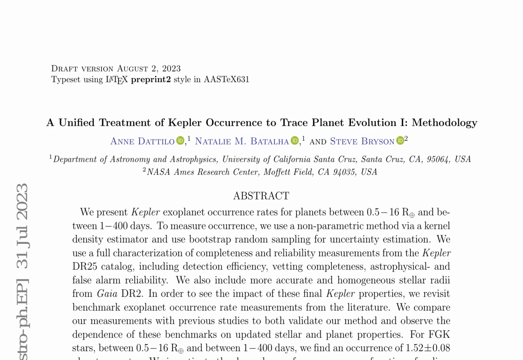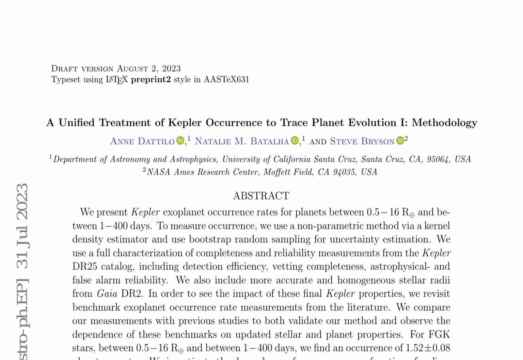The authors utilize the Q1-Q17 DR25 false positive probabilities table to estimate the false positive probability for each Kepler object of interest, KOI. They define the astrophysical reliability as 1 minus the false positive probability. To characterize instrumental false alarms, they employ an algorithm similar to the vetting completeness method, using inverted and scrambled data. Inverted data inverts transit signals in light curves, while scrambled data mixes the light curve data order, creating data that cannot contain true transits or astrophysical false positives.